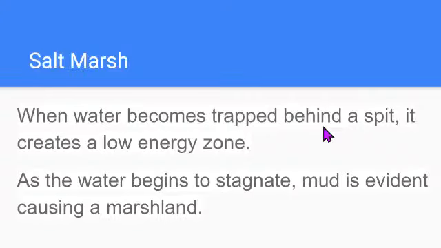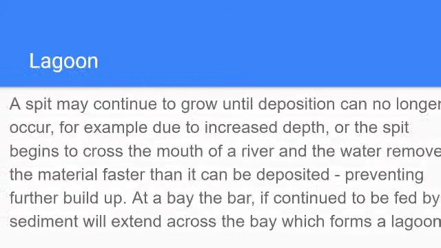So we're at salt marsh. This is not specifically on the syllabus, but we kind of just went through it. Water becomes trapped behind a spit. It creates a low energy zone. Water begins to stagnate simply because it is not being exchanged as much as it used to be. The waves are not coming in and taking out and coming in and taking out. So the water begins to become a little smelly, and then you have the mud there, and it causes a marshland, and vegetation starts growing in that area. Lagoon: a spit may continue to grow until deposition can no longer occur.